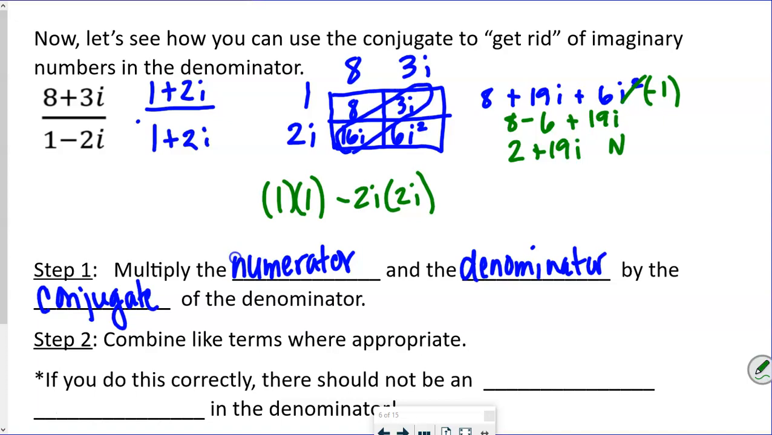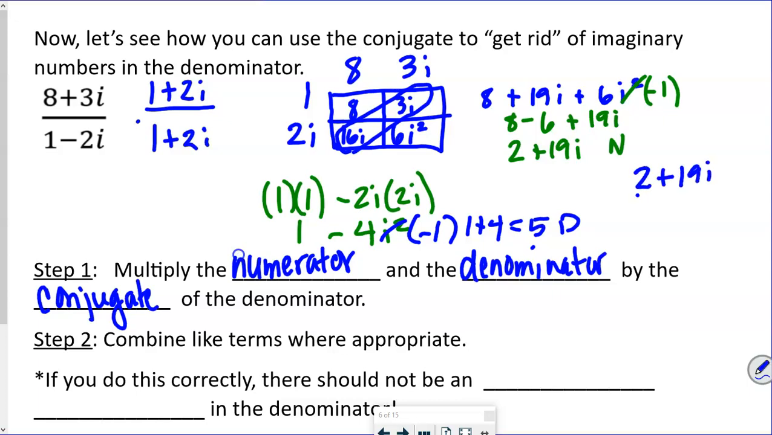So this is going to give us 1. Having math issues today, y'all. 1 minus 4i squared, right? Recall again that we're going to change this to a negative 1, so that's going to make that 1 plus 4, right, which is 5. Now that's our denominator. So when we write our answer, it's going to be 2 plus 19i over 5.